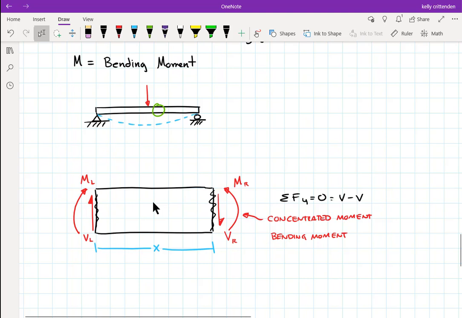Right now, I'm just trying to make a little free body diagram that I could potentially say is in static equilibrium. So ML equals MR, and they're going opposite directions. VL equals VR, and they're going opposite directions. They may not actually be the same thing. There might be other things going on. But for now, let's leave it like that.